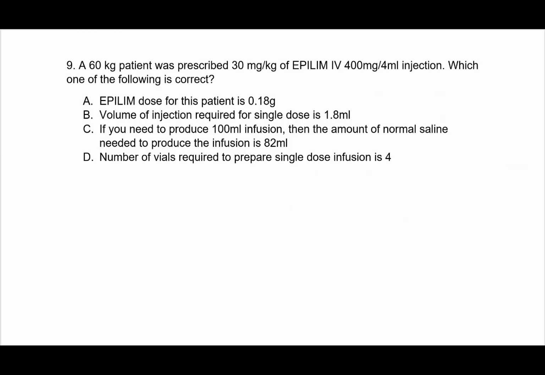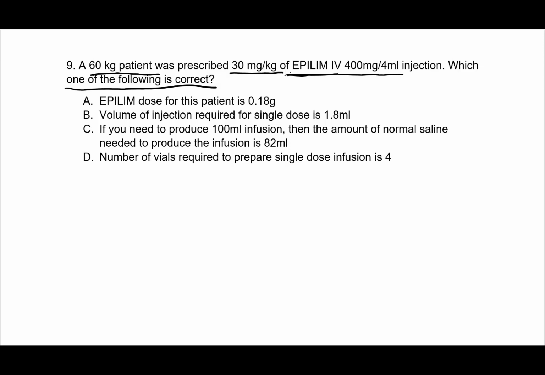Let's move on to question number 9. It's a very interesting question and a bit long calculation, so you just need to pay attention. We have a 60 kg patient here who has been prescribed 30 milligram per kg of Epilim IV, 400 milligram per 4 mils. Which one of the following is correct? So we have been given 4 options. So it's like an MCQ.